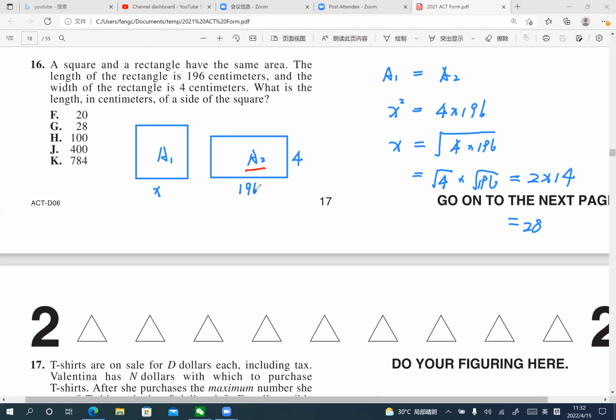The length of the rectangle is 196, and the width is 4. So the area of the rectangle equals 4 times 196. If we use x to represent the length of the side of the square, we have x squared equals 4 times 196. So x equals the square root of 4 times 196. The square root of 4 equals 2. The square root of 196 equals 14. So the length of the square's side equals 28. So we should choose option G.